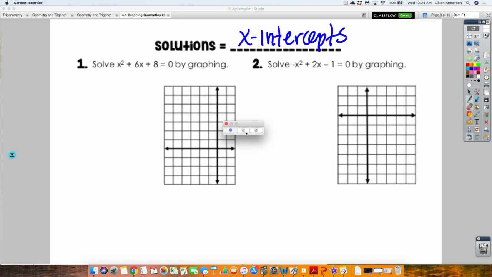When you're solving by graphing, you're still doing the same process. You're finding your axis of symmetry, so it's -b over 2a. What's b? 6. What's a? 1. So that's -6 over 2. My axis of symmetry is -3. Then we have to plug that in to get our y value. Be careful. It is a -3 that's being squared.